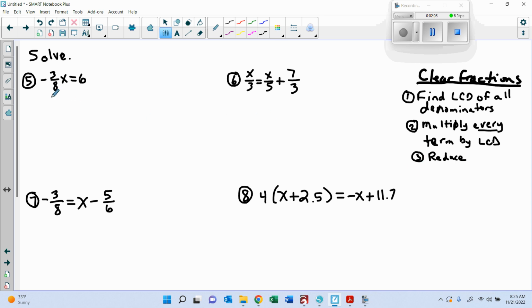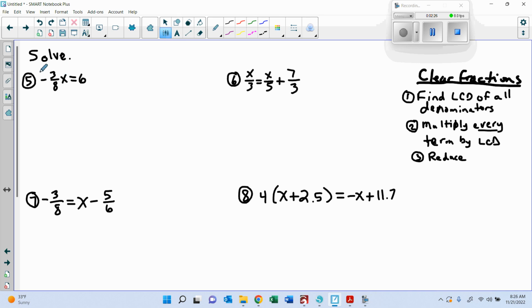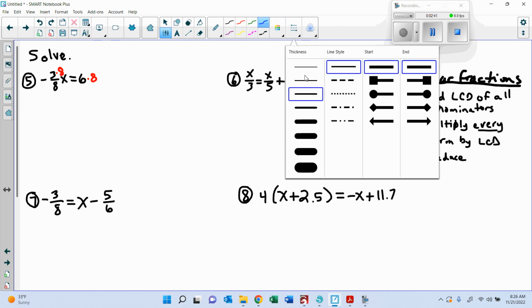Okay, so let's start with this first example. So I see a fraction there. So I'm going to find the least common denominator of all the denominators. Well, that's pretty easy because there's only one denominator, and that's an 8. And so we're going to multiply every term by that least common denominator, which means we're going to multiply every term by 8. So there's only one term on the left, so we're going to multiply it by 8. And there's one term on the right, so we're going to multiply it by 8. Then we're going to reduce any fractions that can be reduced.